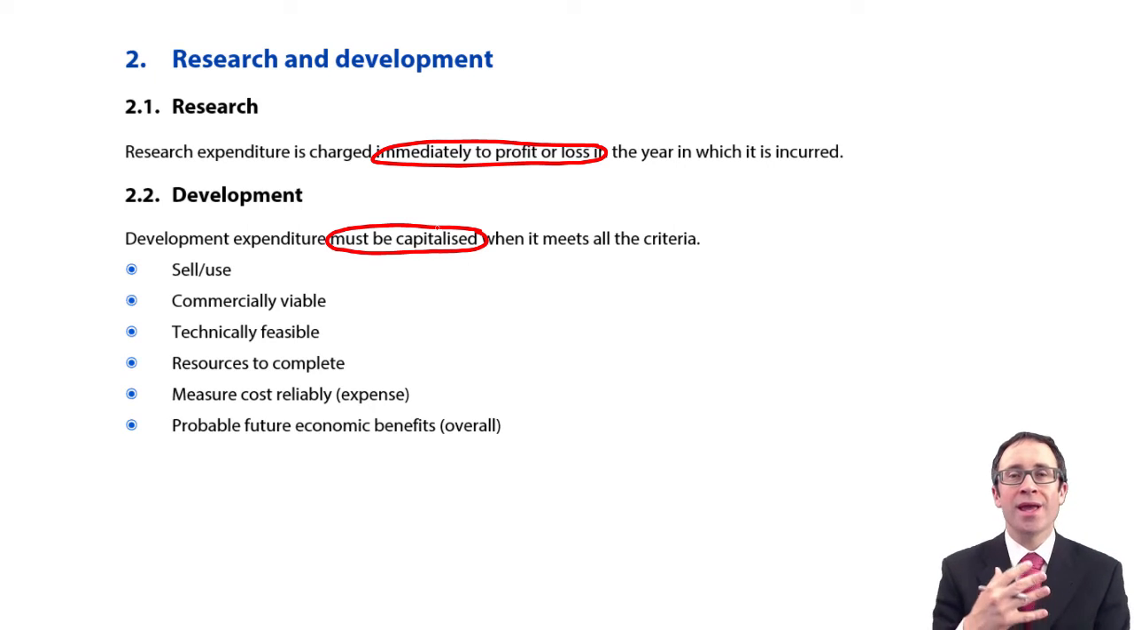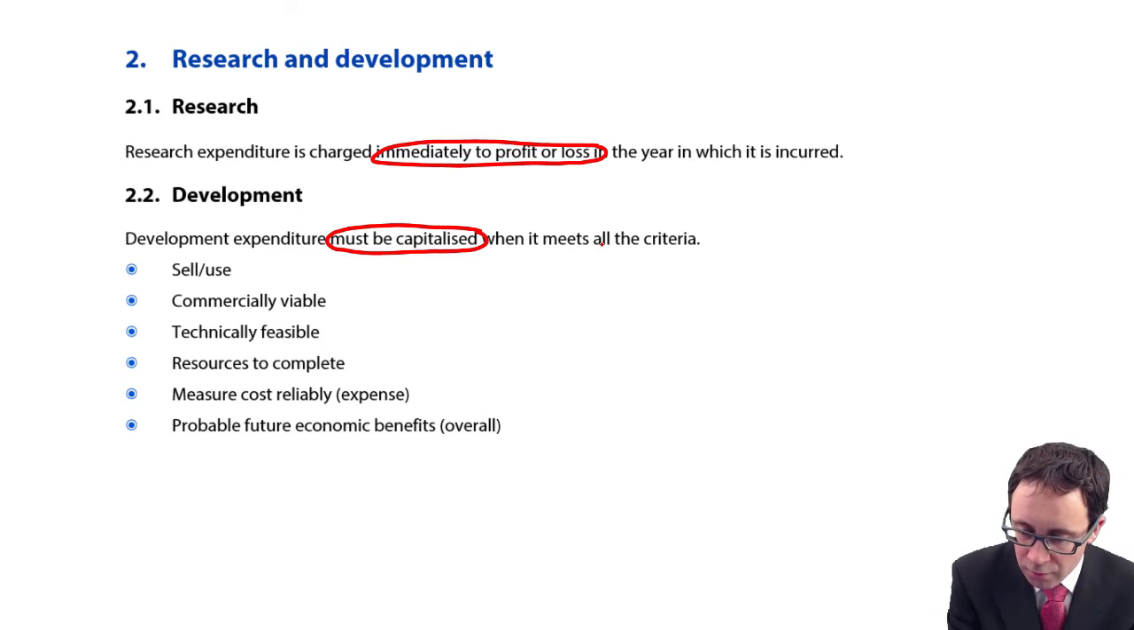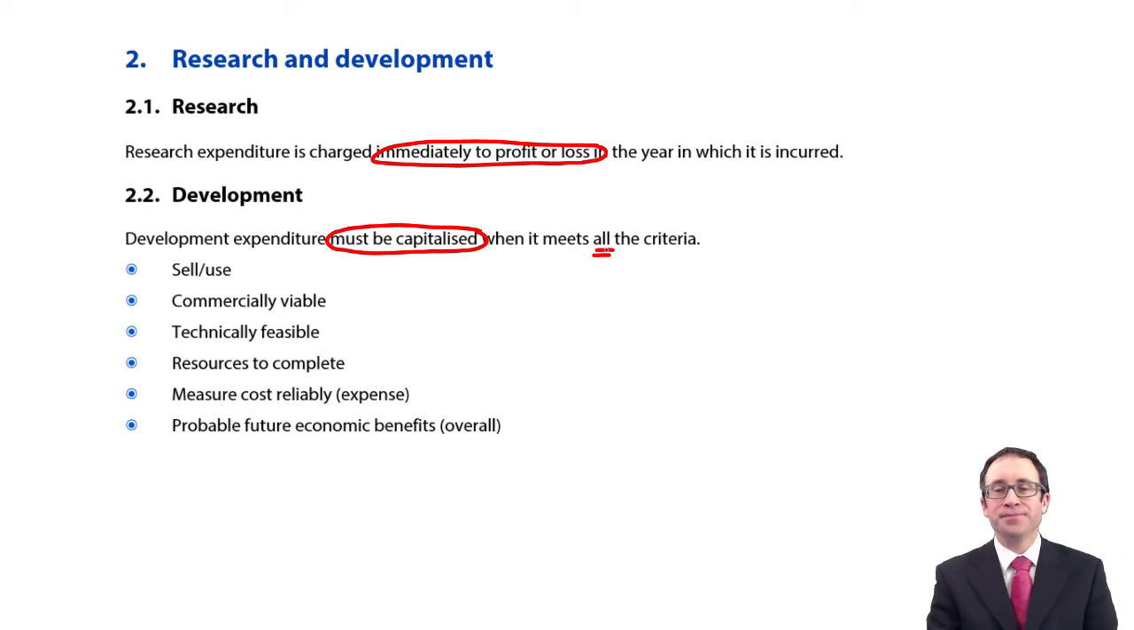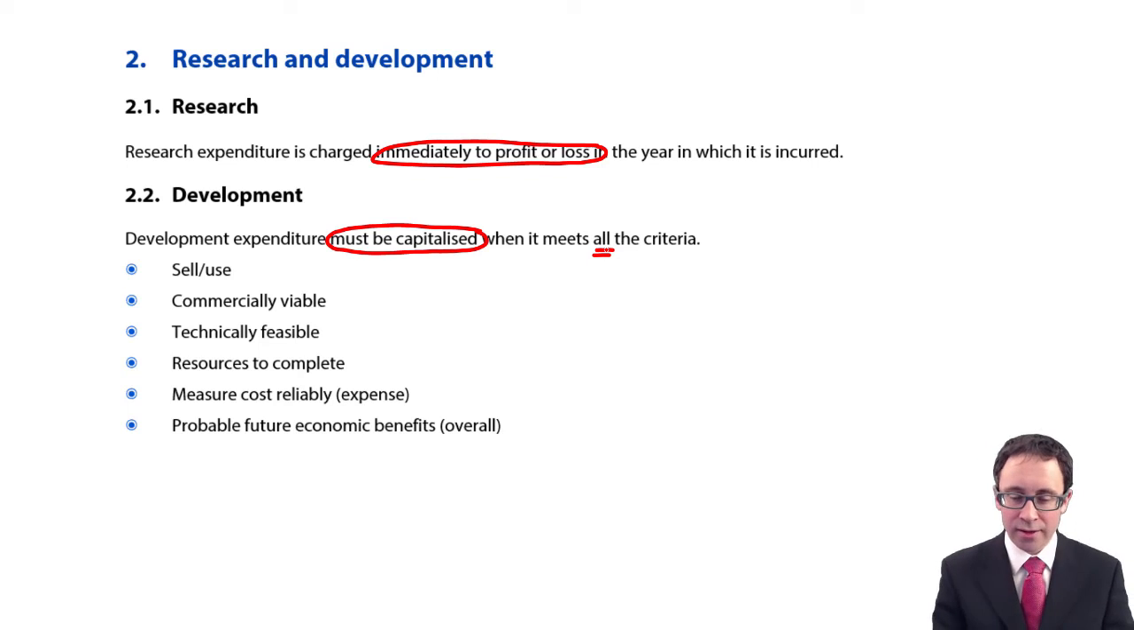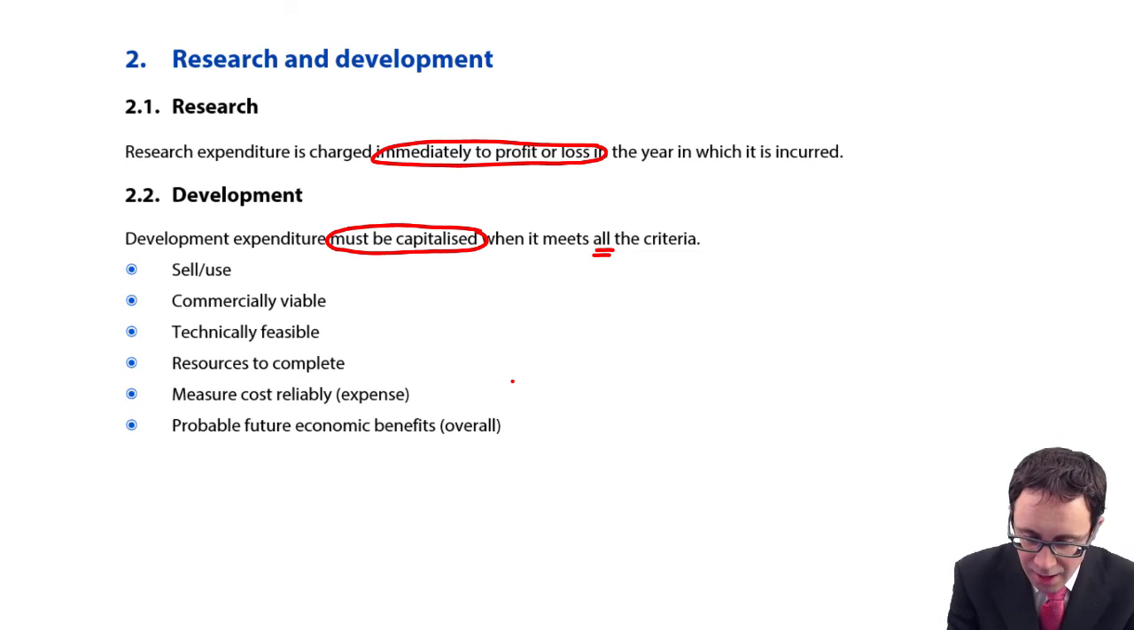But we can only capitalize the development costs when we meet all of the criteria. Effectively the criteria demonstrate that there are probable future economic benefits, that we are going to complete the development phase, develop this drug, and then go on to sell that drug and generate the future economic benefits. So there are 6 criteria.